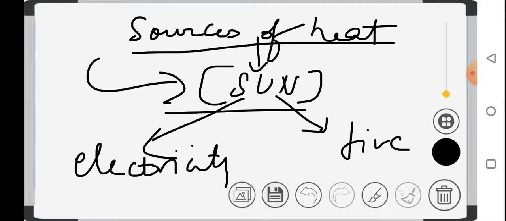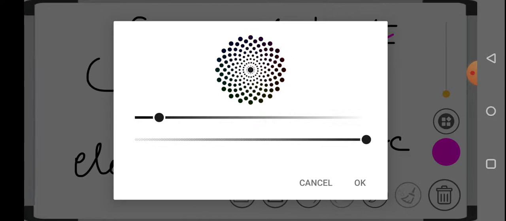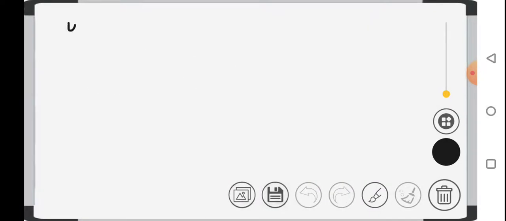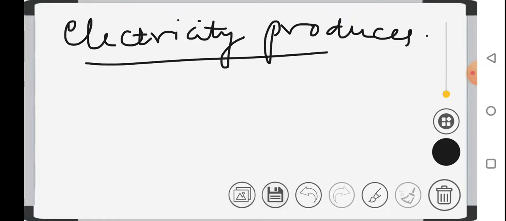Now sun, as you know, provides the natural source of heat. Sun is the natural source of heat. Yes, when the sun rises, when the sun is there, what happens? You get the heat or not? Okay, now if I talk about electricity, how does electricity produce heat? So electricity produces heat in many forms.